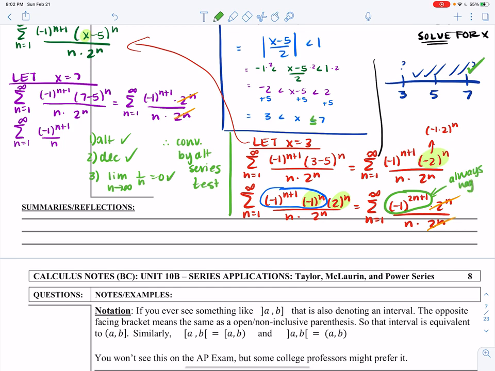If you plug in terms, no matter what, it's going to be odd powers. So essentially, this series is now the negative harmonic series. It's just a negative harmonic series, which we know diverges by p series. So what does that mean? 3 is not included in our endpoints, so it's going to keep its less than sign.